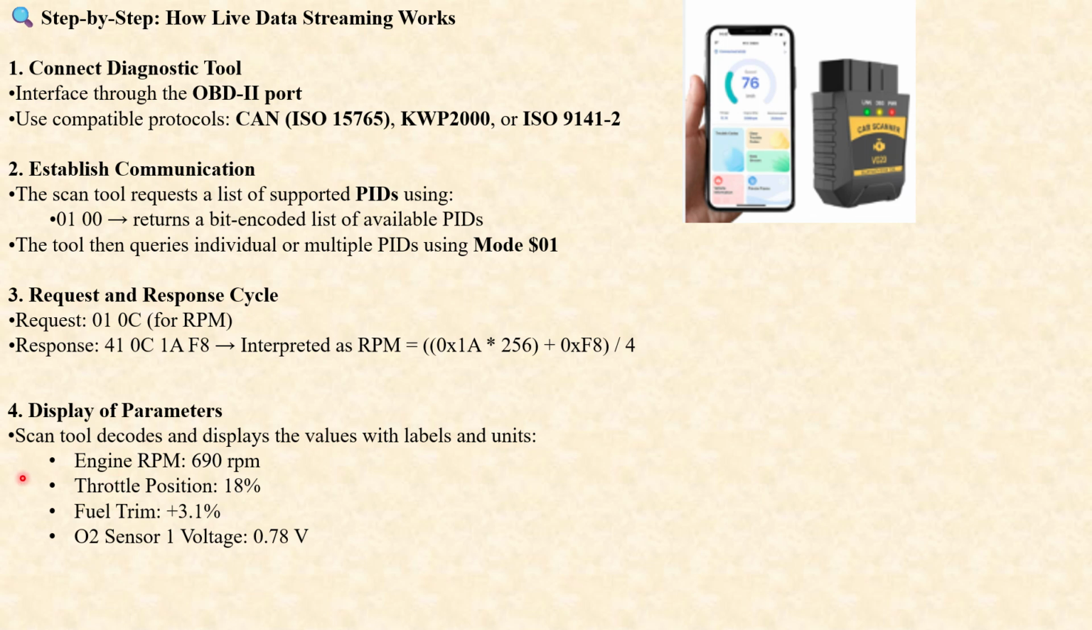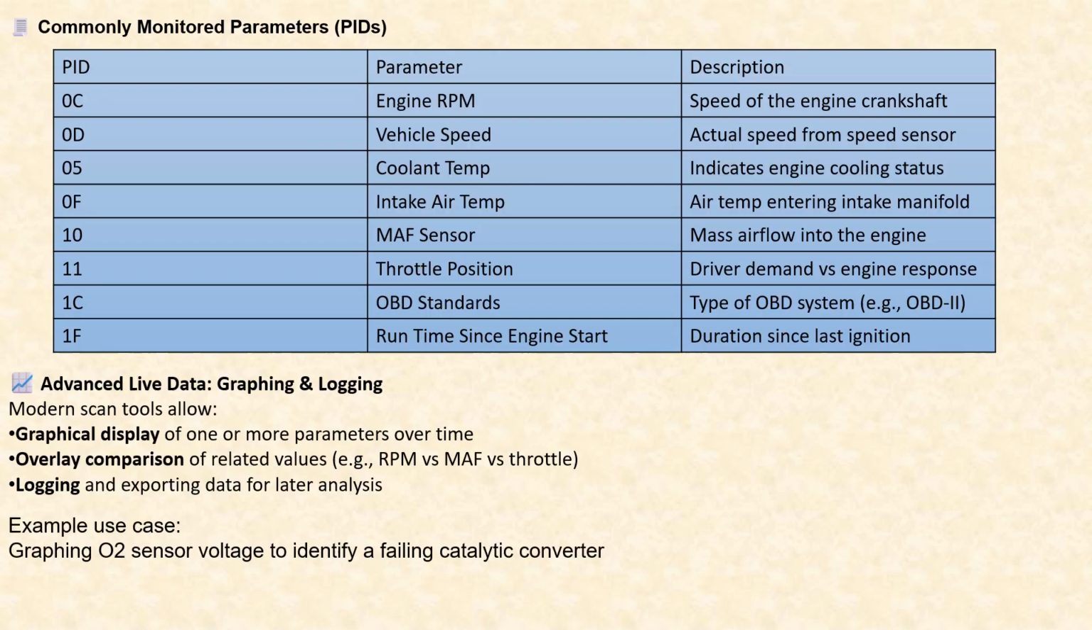Now, when it comes to display of parameters, the scan tool decodes and displays the values with labels and units. For engine RPM, 690 RPM; throttle position is 18%; fuel trim plus 3.1%; and oxygen sensor 1 voltage 0.78 volts. So these are the step-by-step ways in which the final display of parameters is accomplished.